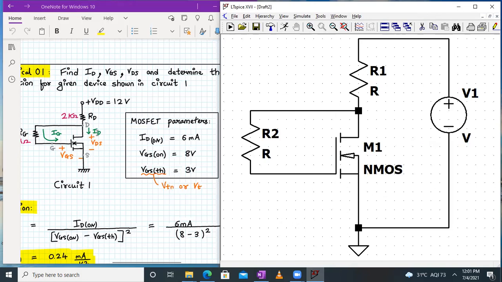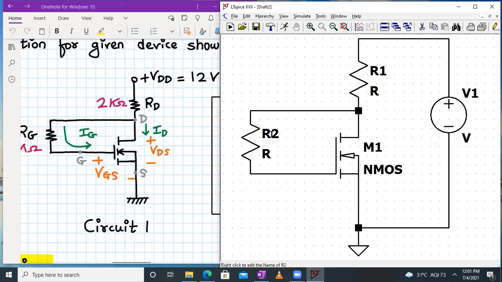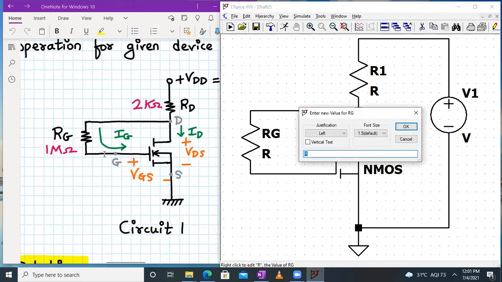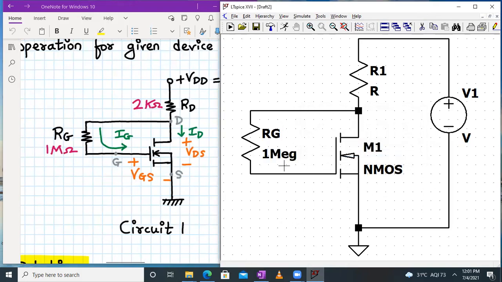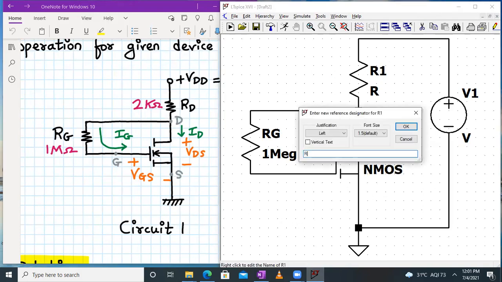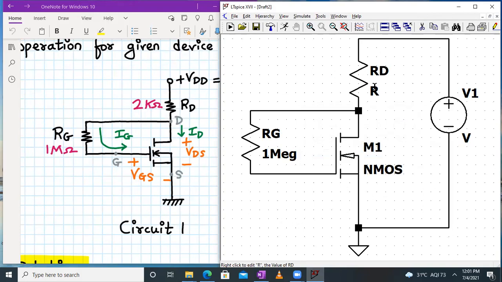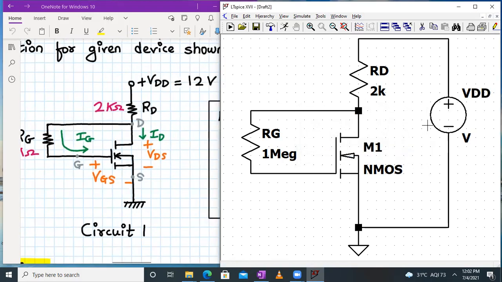So let me reduce this and let me increase this. So this is RG, and the value is 1 mega ohm. Capital MEG we have to write for mega. You cannot write 1 M, because it will be considered to be 1 milli. Then the resistor, this is RD, and this value is around 2 kilo ohm. The supply voltage is VDD, and the value is given as 12 volt.